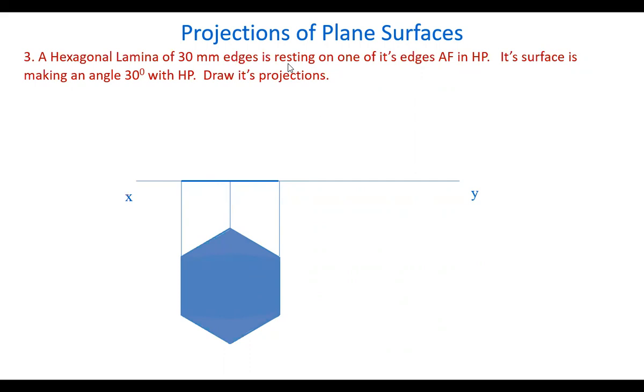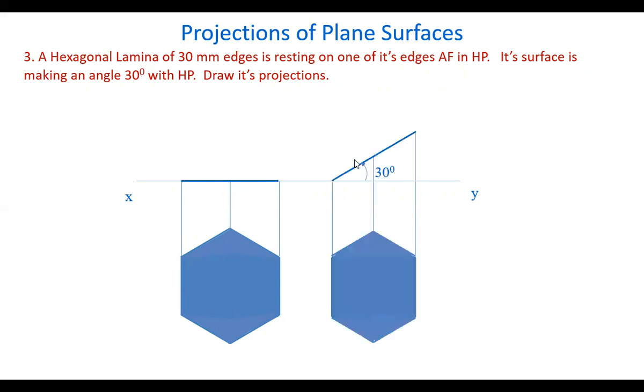Coming to one more thing, resting on one of its edges. Because we want an edge perpendicular to the reference line while drawing the top view, take this one edge perpendicular to the reference line. That means when you are tilting upwards, this edge will be in the horizontal plane. So to satisfy that condition, to have one edge in the horizontal plane, tilt the surface like this. Okay. Now, this is the top and final projections.